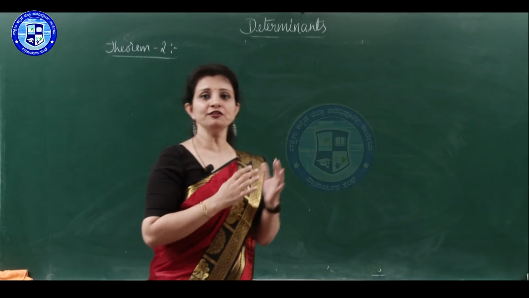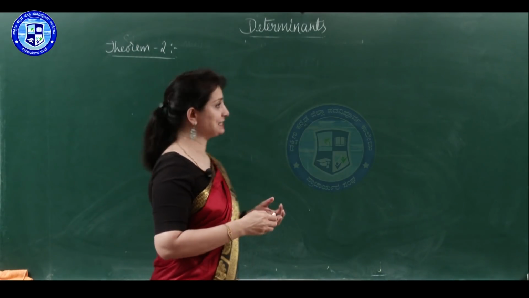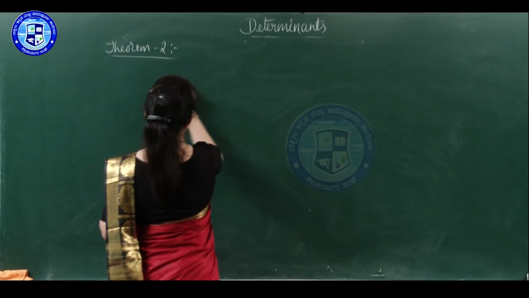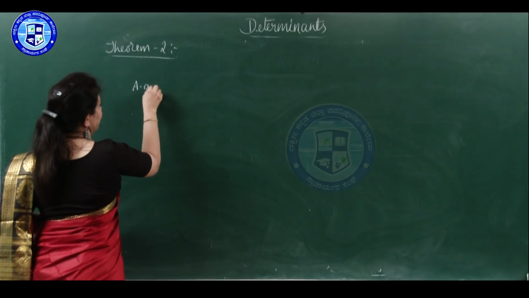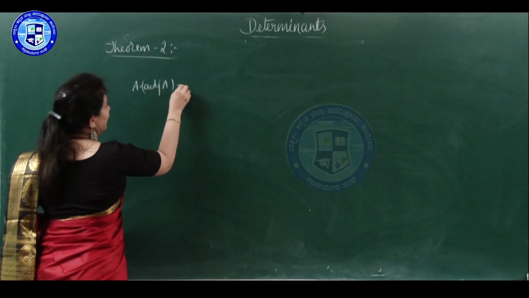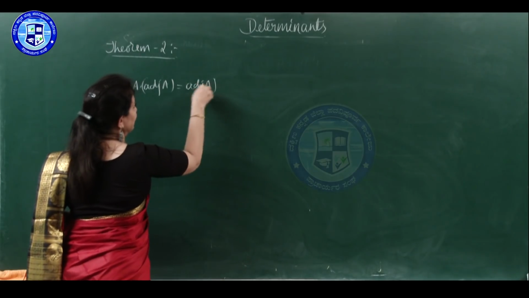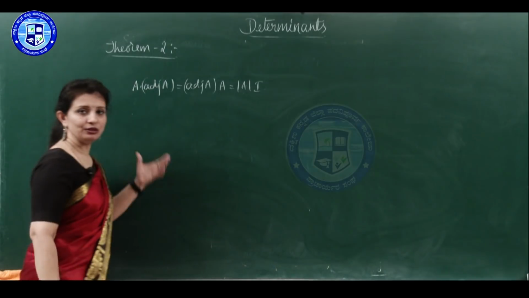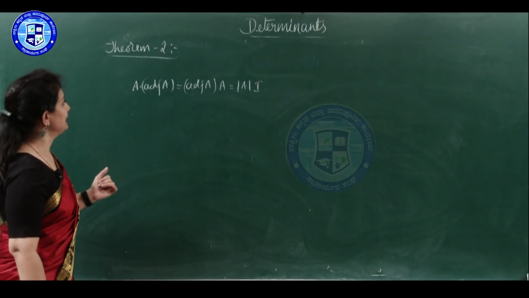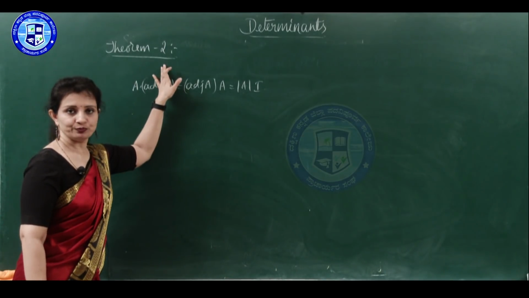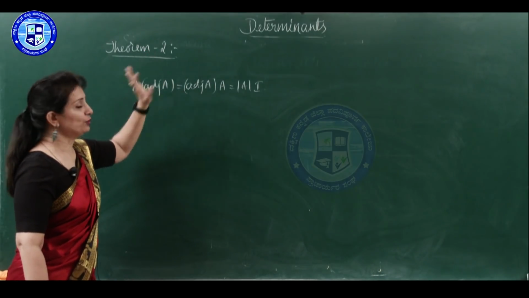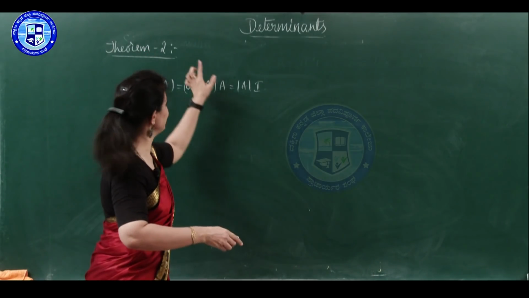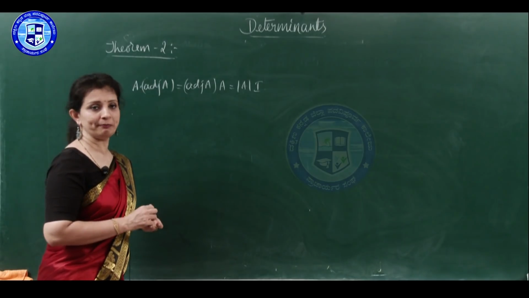Students, you have learned theorem 1, which states that A into adjoint A equals adjoint A into A is equal to determinant A into I. You know how to prove this also. Now, there is theorem 2, whose proof is not given, only the statement you need to remember.